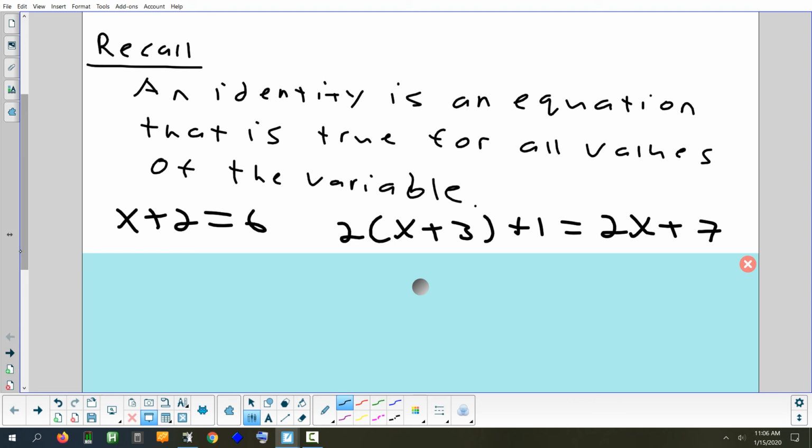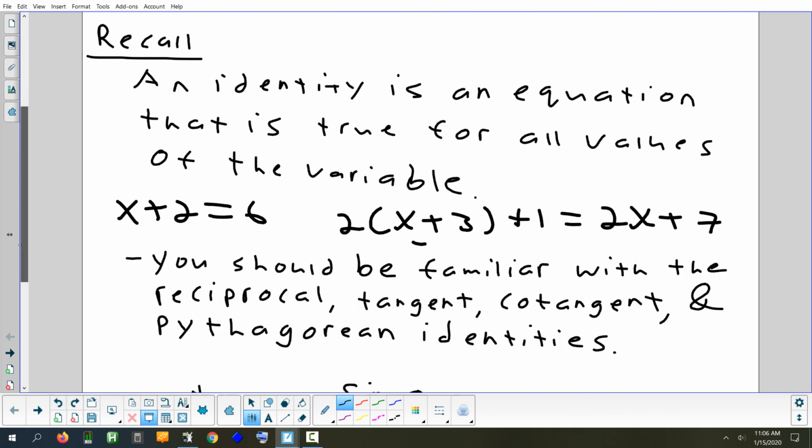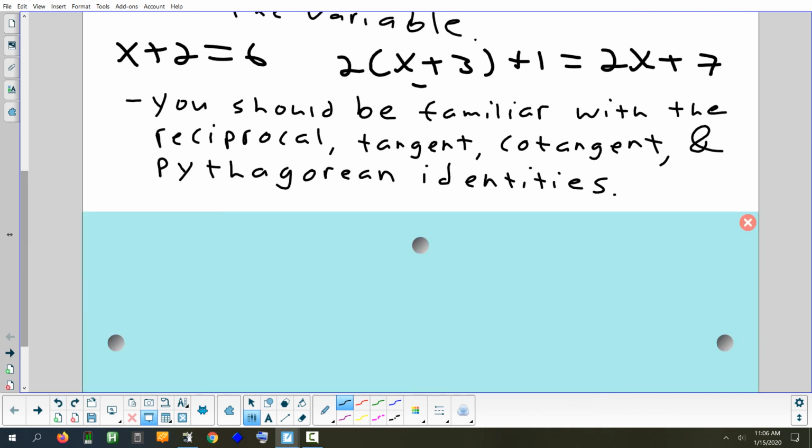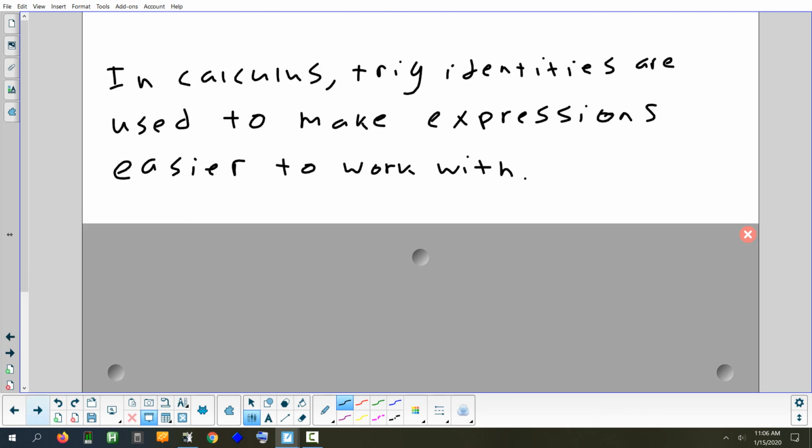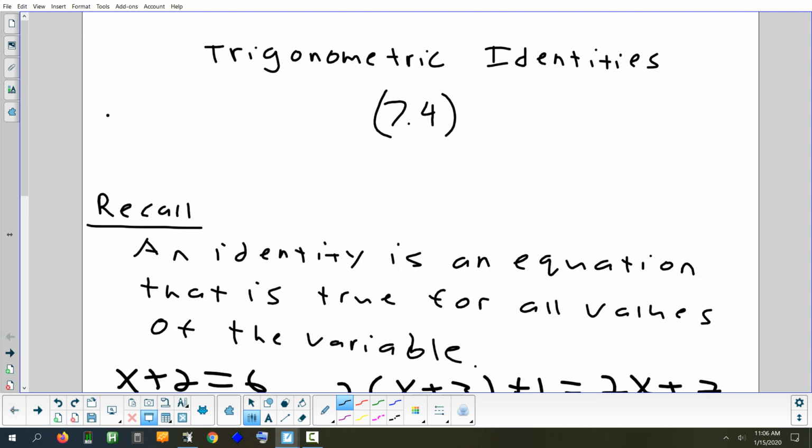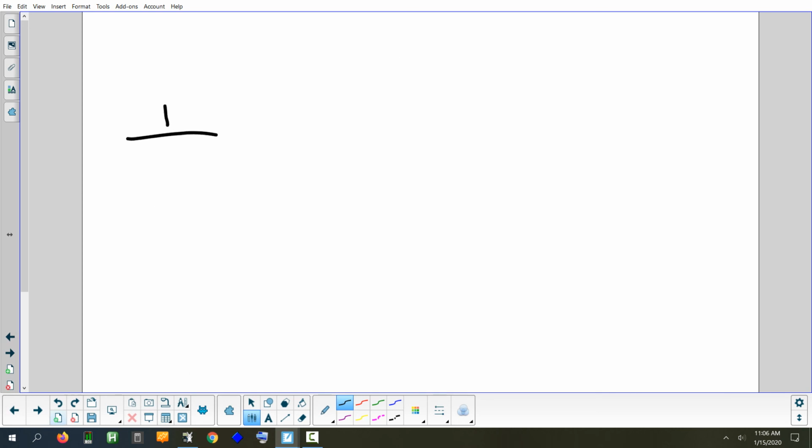So it's an equation that is true no matter what you plug in. That's what we're going to be looking at today with trig. We're going to come up with equations that are always true no matter what you plug in. So, some of these identities you guys should already be familiar with. I think back in section 6.2, we talked about the reciprocal identities. That was one category.